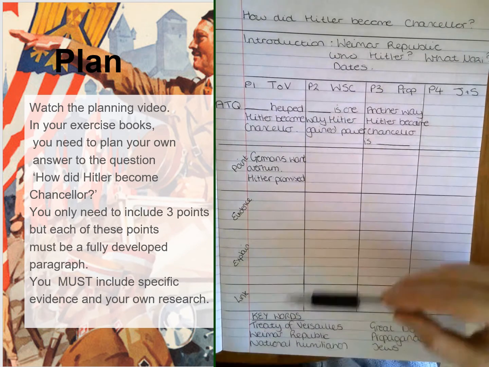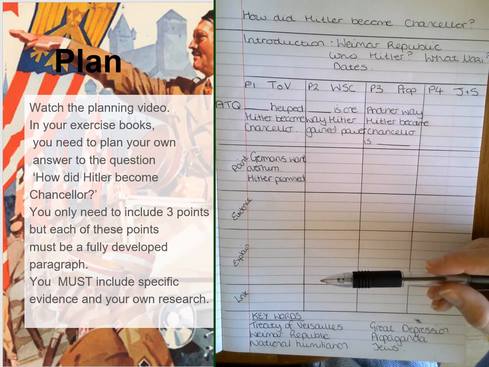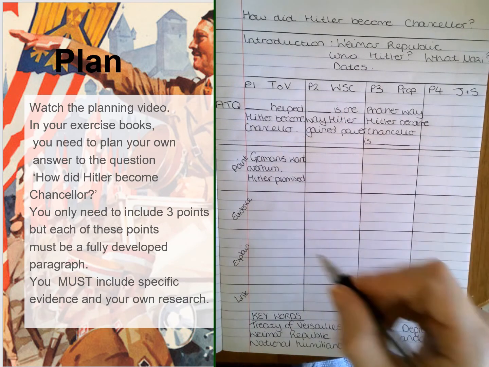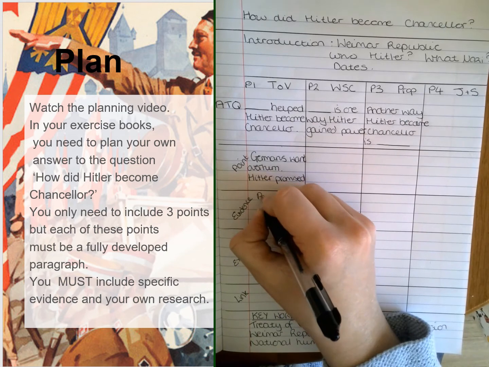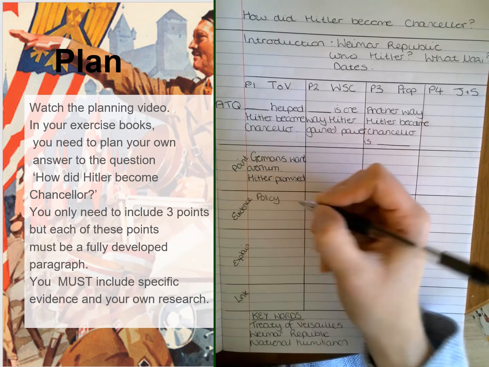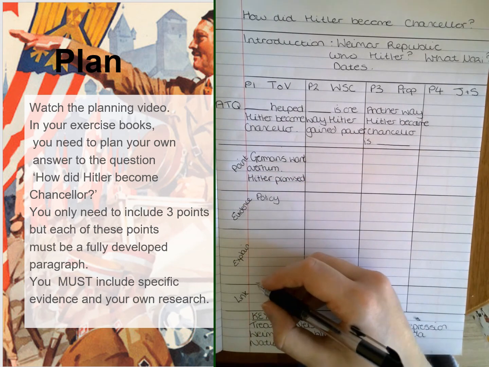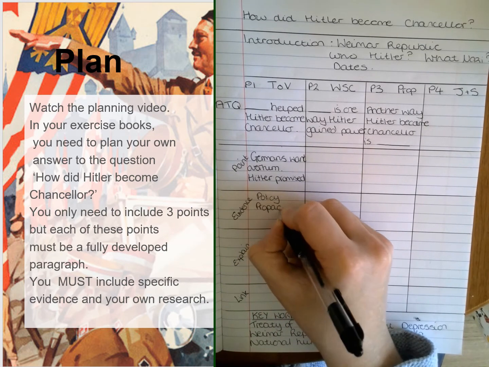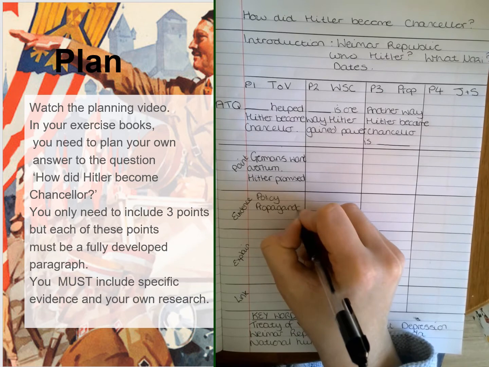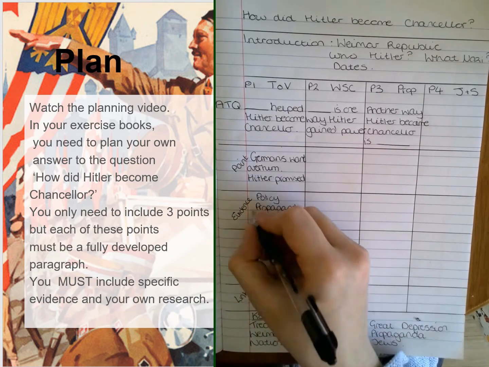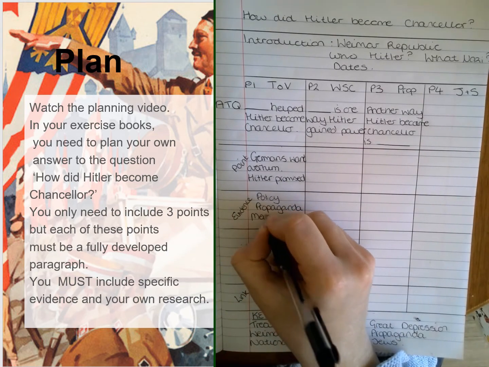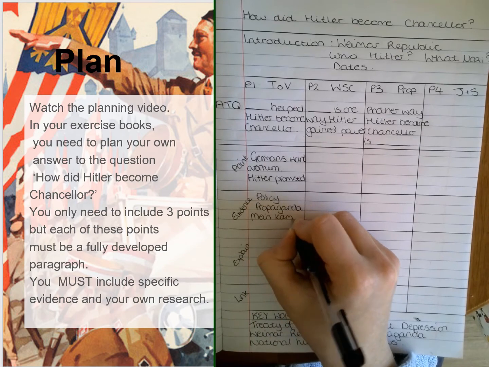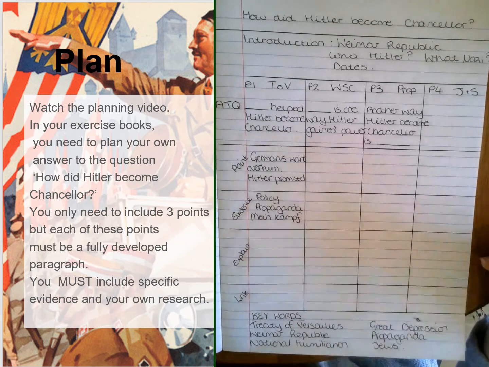Now let's think of what evidence. Well, if it is one of the promises he made, it must be a policy of the Nazi Party. And I know that they often showed their policies through propaganda. And I also know that the Treaty of Versailles is mentioned in his book, Mein Kampf, which is also where the Nazis got many of their policies from.